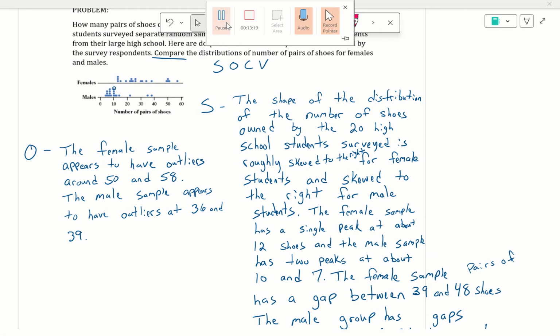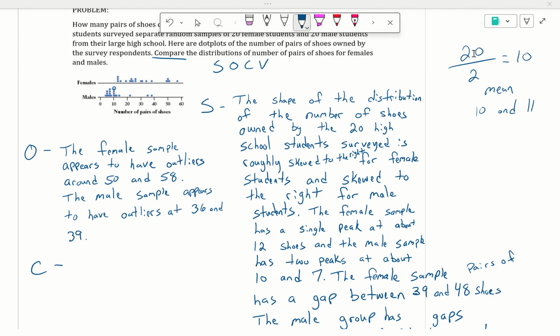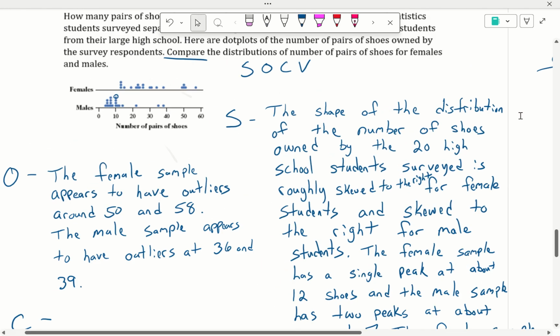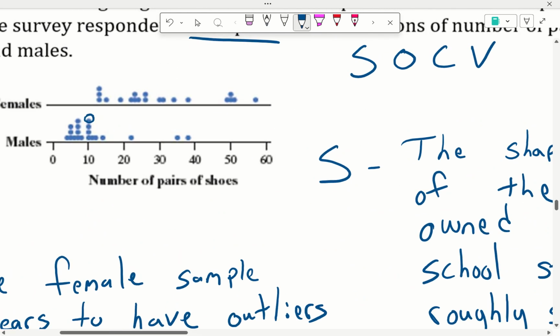Let's talk now about center. So remember, if we have 20 elements in the set, we're going to divide that by 2, which gives us 10. So our median is going to be the mean of the 10th and the 11th element in the set. So let's just go ahead and count here. We got 1, 2, 3, 4, 5, 6, 7, 8, 9, 10, and 11 is these two. So for the females, I would say the center is roughly, looks like about 26.